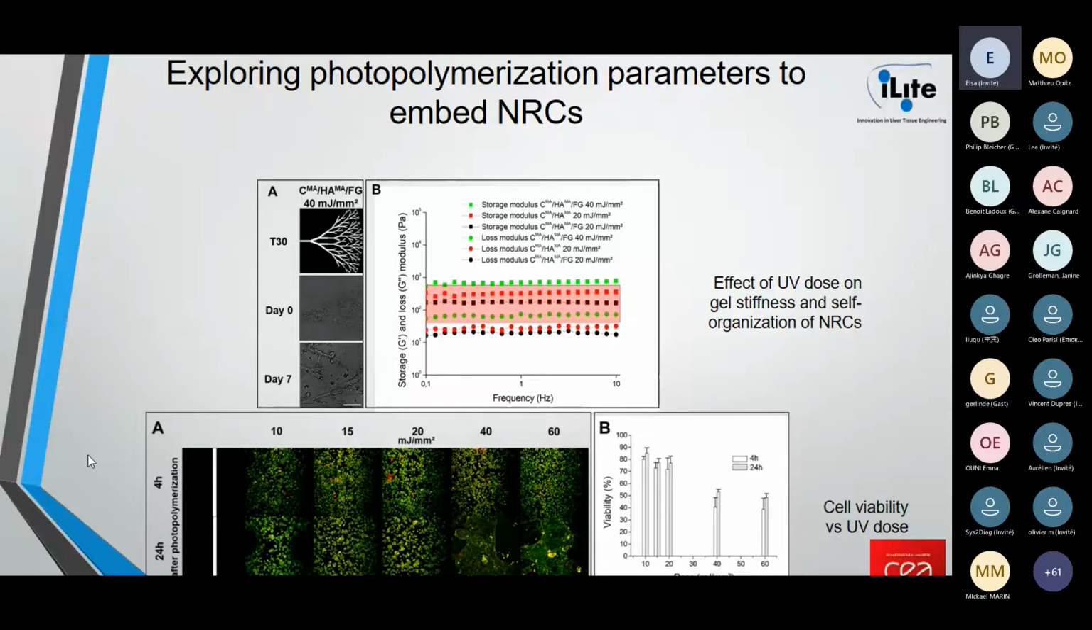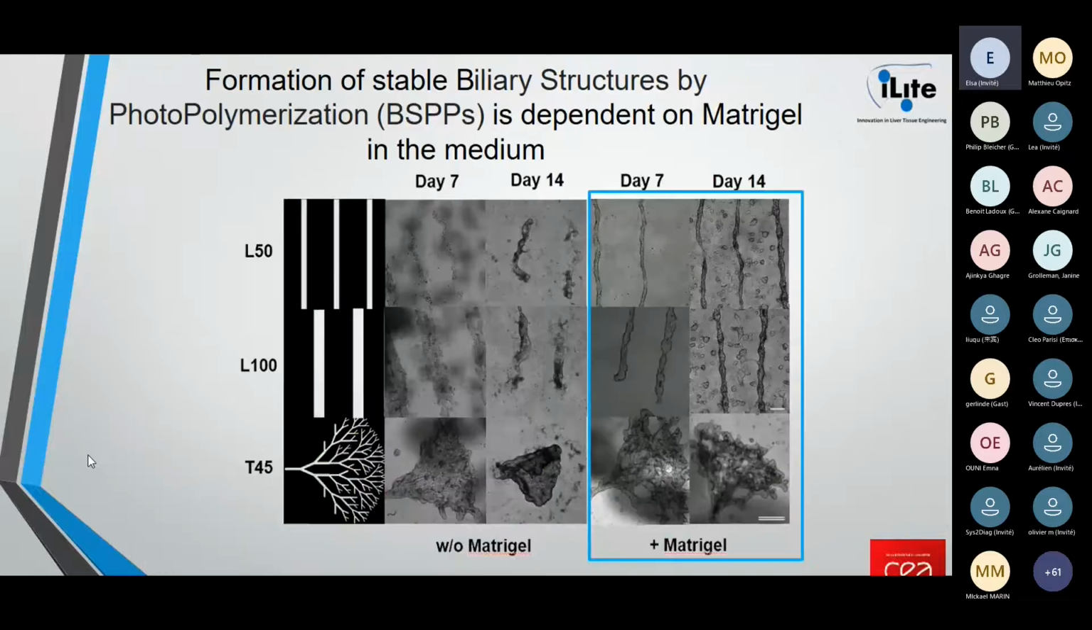Maximum 20 millijoule per millimeter square, and this led to the successful formation of tubular structures after 7 days. One other key component of our system is the use of Matrigel in the culture medium during culture time. We saw that if you do not have Matrigel in the medium, the tubular structures are not stable over culture time, as you can see in those pictures.